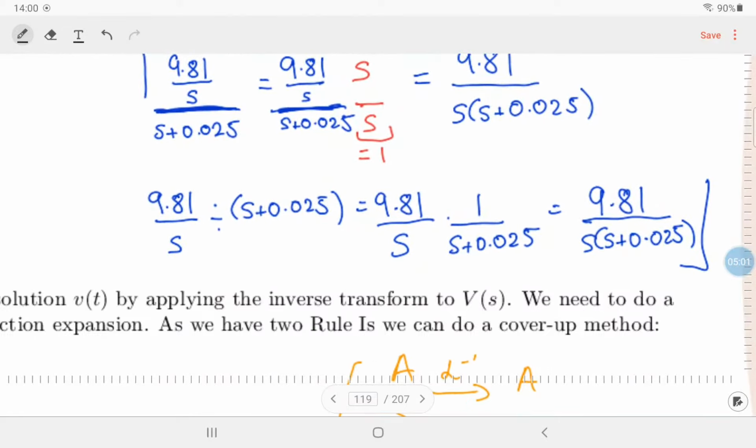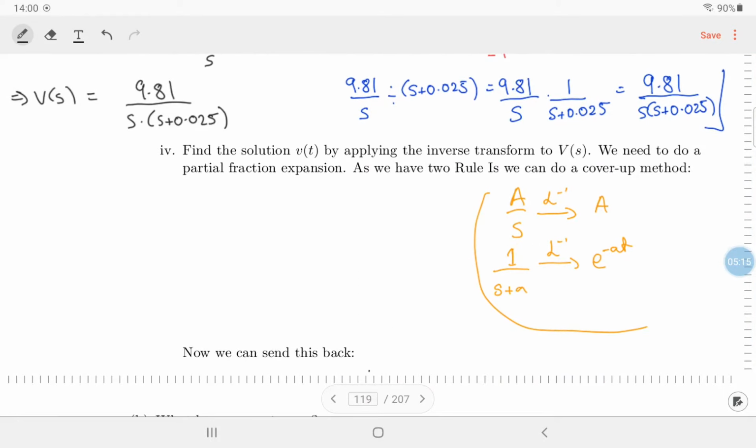The alternative is to understand that division is multiplying by 1 over. So if you want to divide by s plus 0.025, that's the same as multiplying by 1 over s plus 0.025. And how do you multiply fractions together? Top, top, bottom, bottom. So that's how you get that.